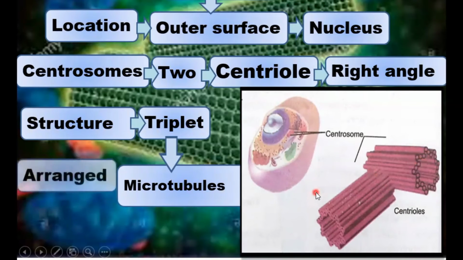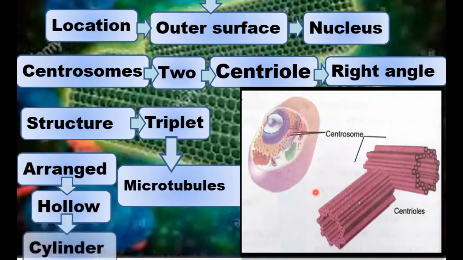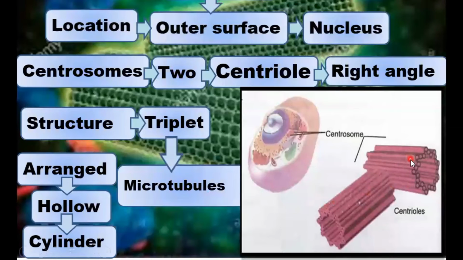And these triplets of microtubules arrange together in the form of a hollow cylinder. As you can see here, these triplets arrange together in the form of a hollow cylinder. And this cylinder is hollow from inside. Hollow means empty. So this is the structure of the centriole.